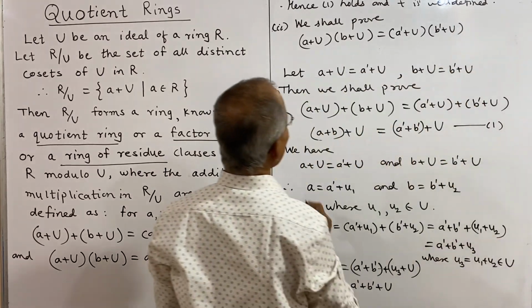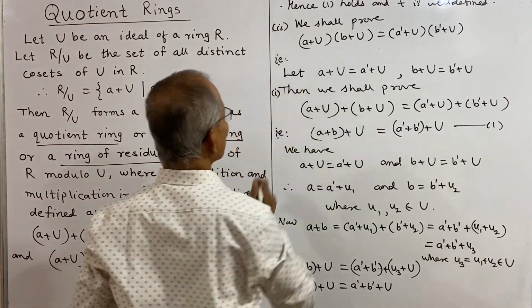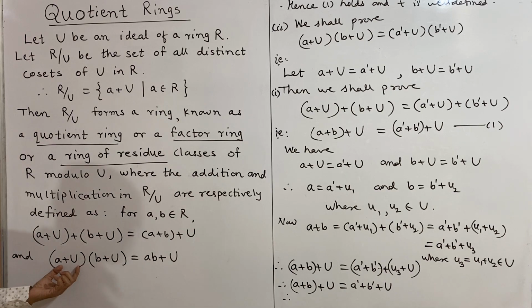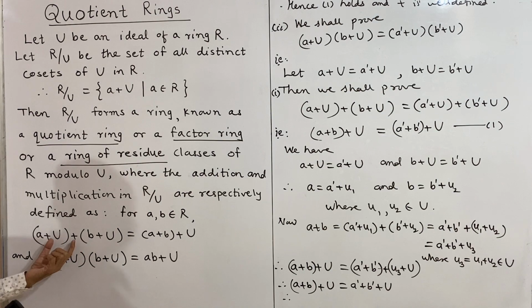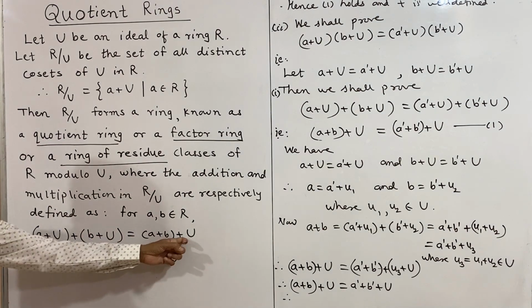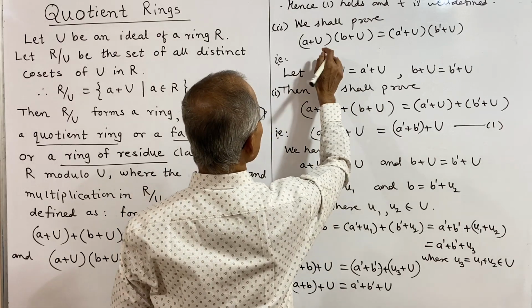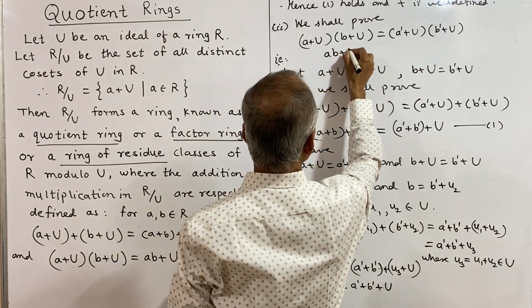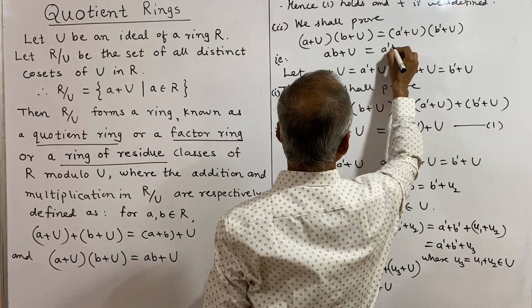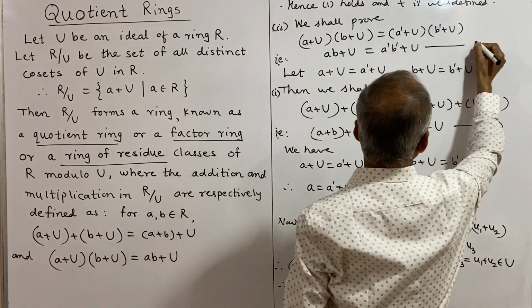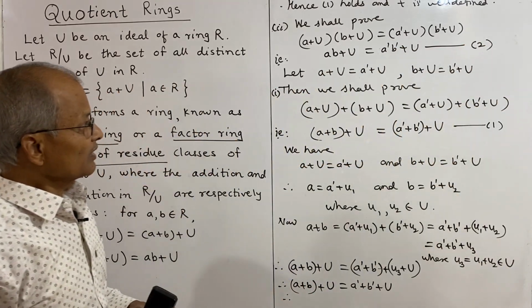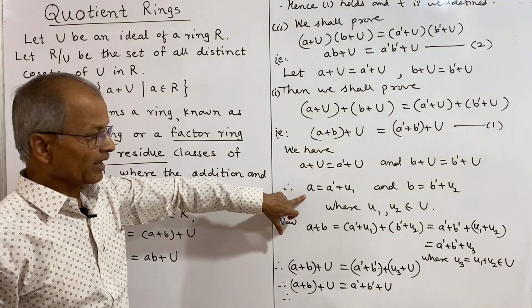This is what is to be proved according to this definition: a plus u into b plus u is the product of a and b plus u. For addition, this is addition of a and b plus u. So you note these definitions, and with the help of these definitions we have to prove these are well defined, and thus that means ab plus u is equal to a dash b dash plus u. So this is what we have to prove, and now we shall use the same expression for a and b.